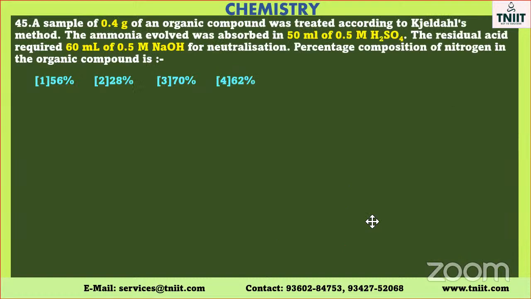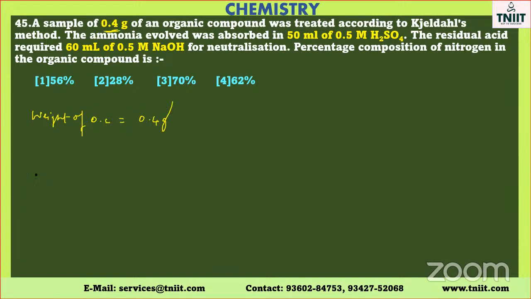A sample of 0.4 grams of organic compound was treated according to Kjeldahl's method. The ammonia evolved was absorbed in 50 ml of 0.5 molar sulfuric acid. The residual acid requires 60 ml of 0.5 molar sodium hydroxide for neutralization. So the percentage composition of nitrogen, we have to calculate. Now, what is it that they've given? They've given the weight of the organic compound as 0.4 grams.